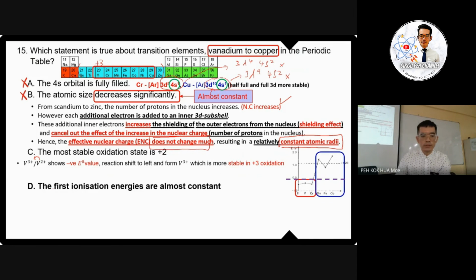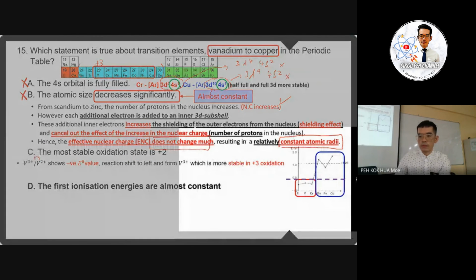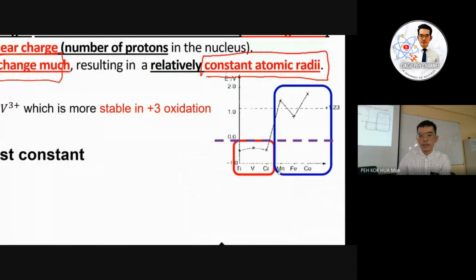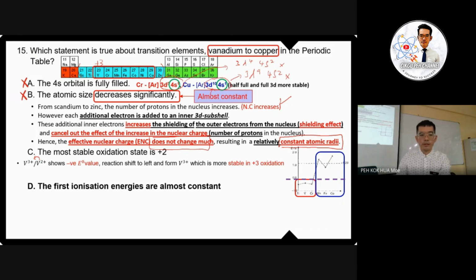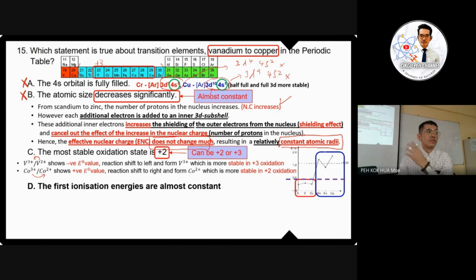So this statement is wrong. Okay, then another three. Here we have manganese, ferrum, and cobalt. The value for E0 will be greater than 1, so it's positive. So the reaction tends to shift to the right. So for these three, the +2 oxidation state will be more stable. So actually they are able to be stable at +3 or +2. So this statement is also wrong.